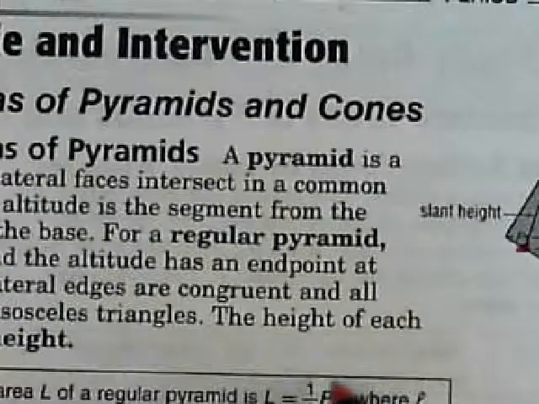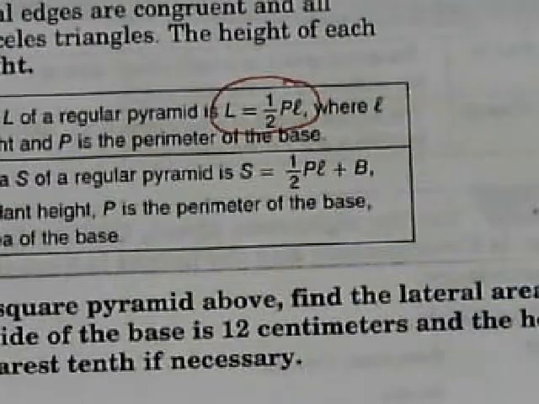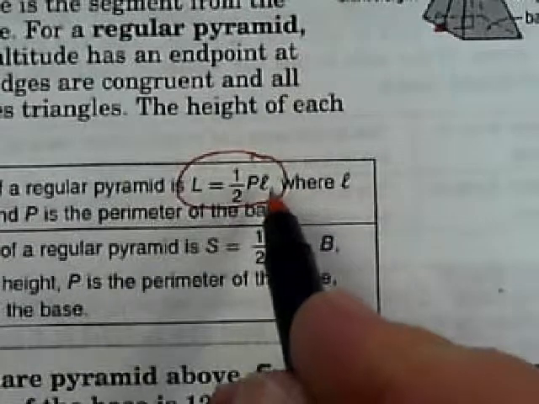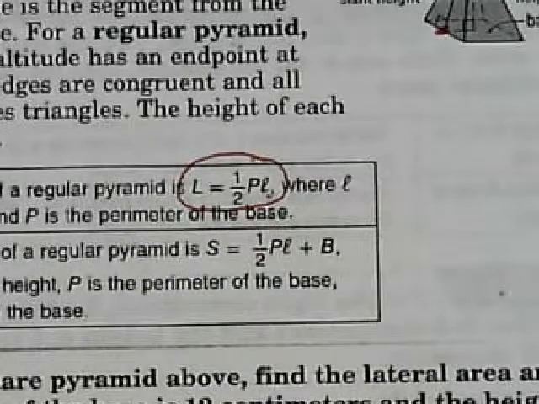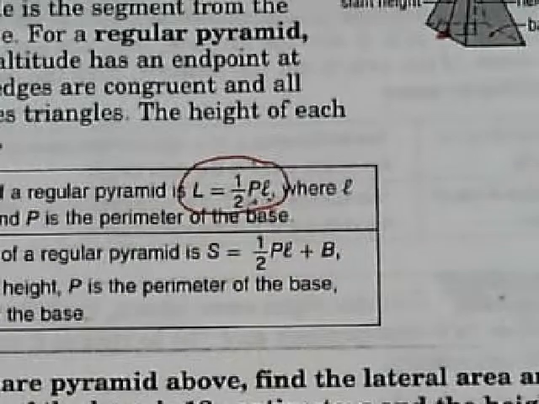Two of the formulas. Right here is one of them. This gives you the lateral surface area. One strange letter that you haven't seen is this scripted L. The scripted L is the slant height. The P here is still the perimeter of the base that it sits on.